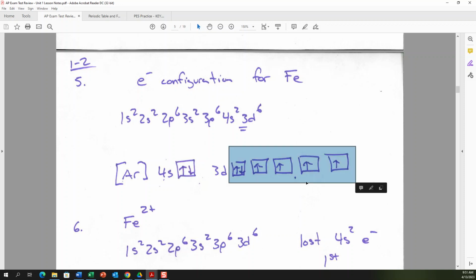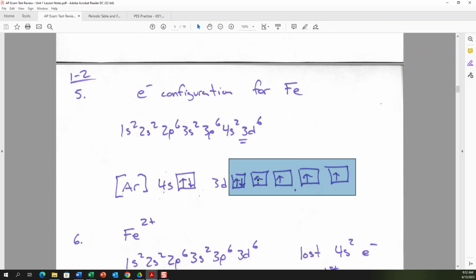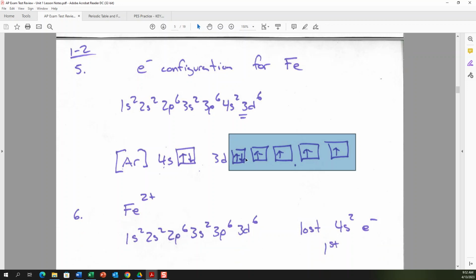That's Hund's rule, right? When you're putting electrons in a sublevel that has multiple orbitals, you're going to put electrons in different orbitals first. So you don't pair up electrons until you have to. Put electrons in different orbitals first, but with the same spin. So make sure it's all ups or all downs first, and then you can start coming back and pairing them up, okay, with the opposite spin.